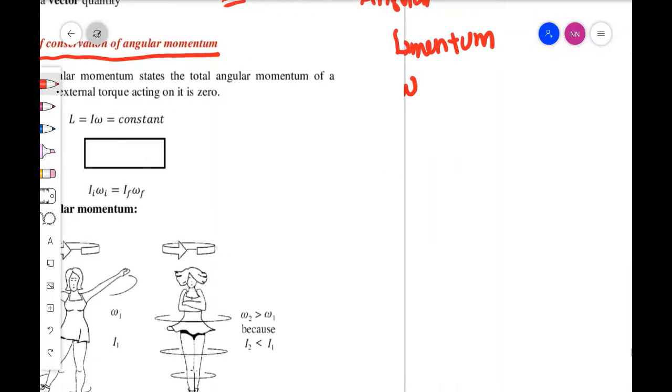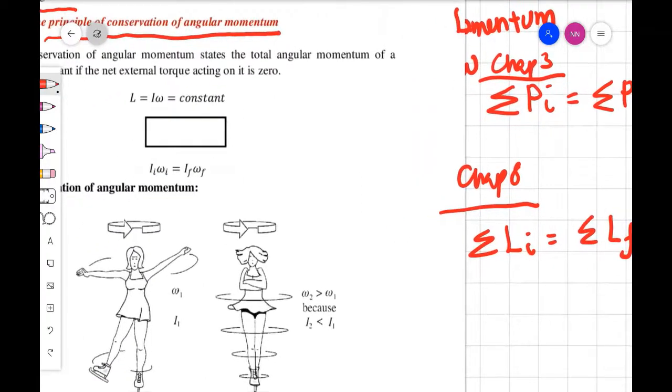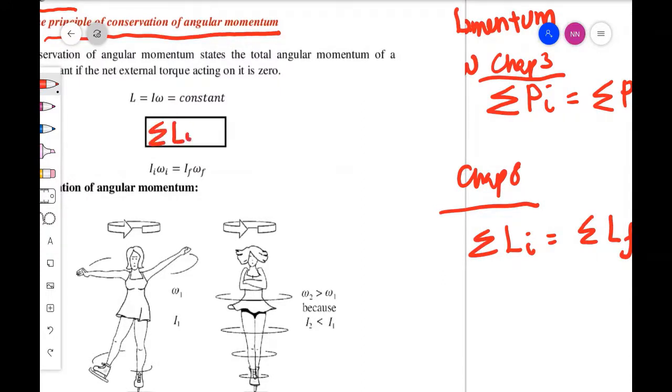Conservation of momentum is momentum initial equals momentum final. In chapter 8, the momentum is angular momentum, with symbol L. So angular momentum initial equals angular momentum final.